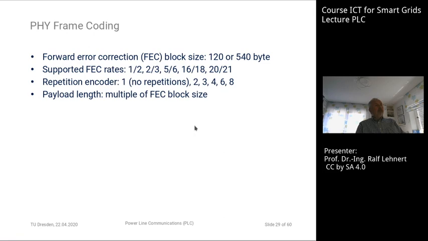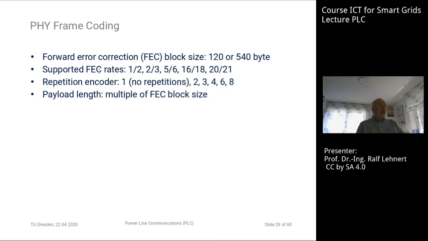As the PLC medium is a medium which can have lots of errors, there is a forward error correction in use, and there are two sizes of the forward error correction block. One is 120, and the other one, the longer one, is 450 bytes. Of course, the length means that we have a different kind of overhead.